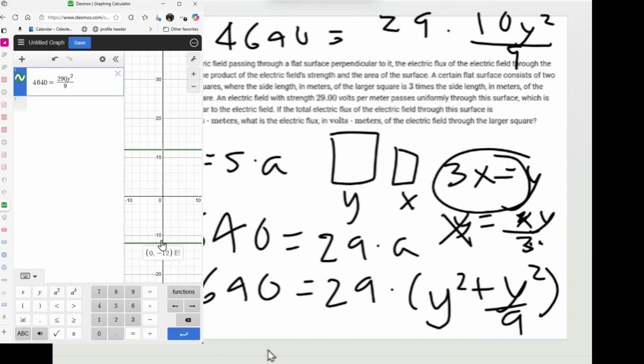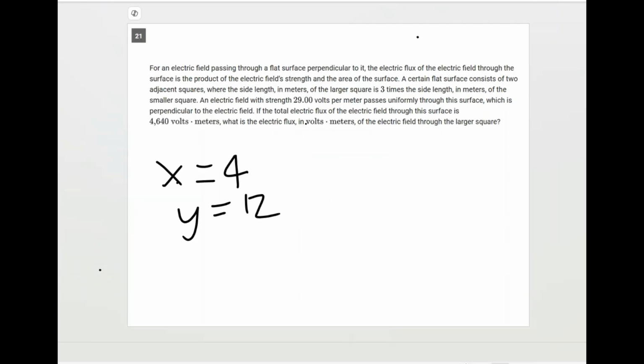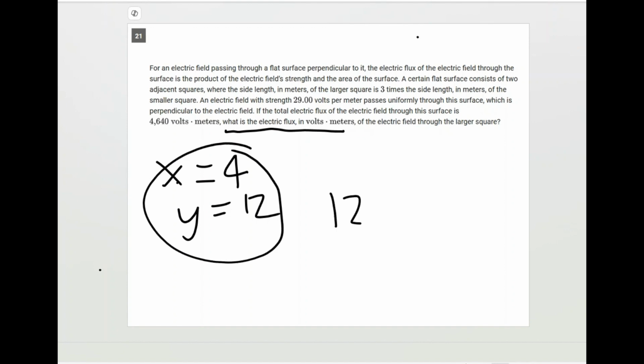12 and negative 12. So length y equals 12. So in order to calculate the total electrical flux of the large square, first you're going to want to create a percentage or proportion of the information you already know. So you know what the total area of the squares combined is because we have the side lengths that we've calculated here now. So that's 12 squared plus 4 squared.